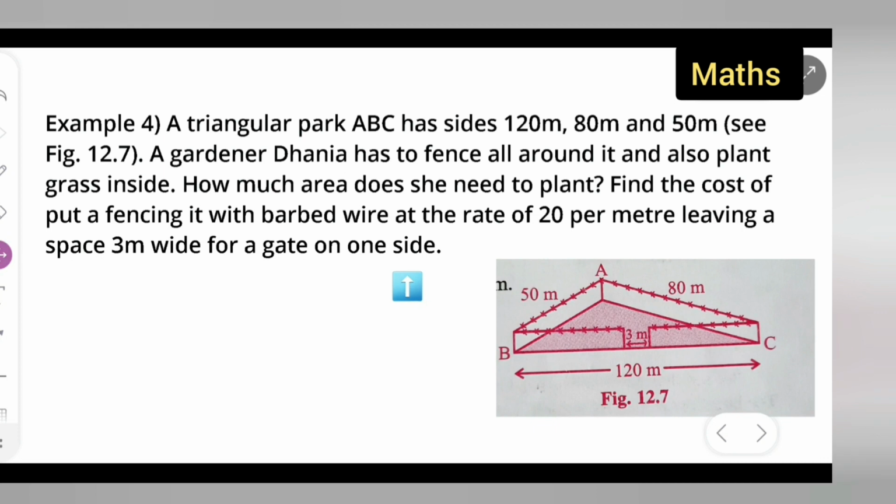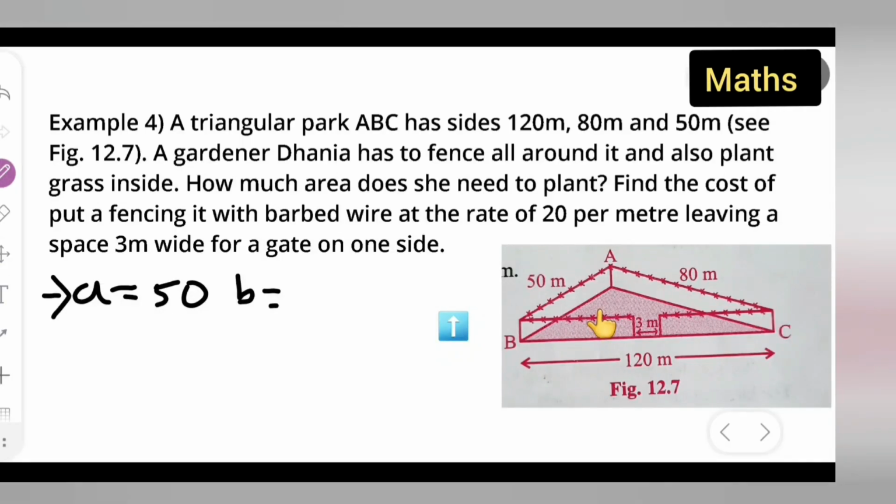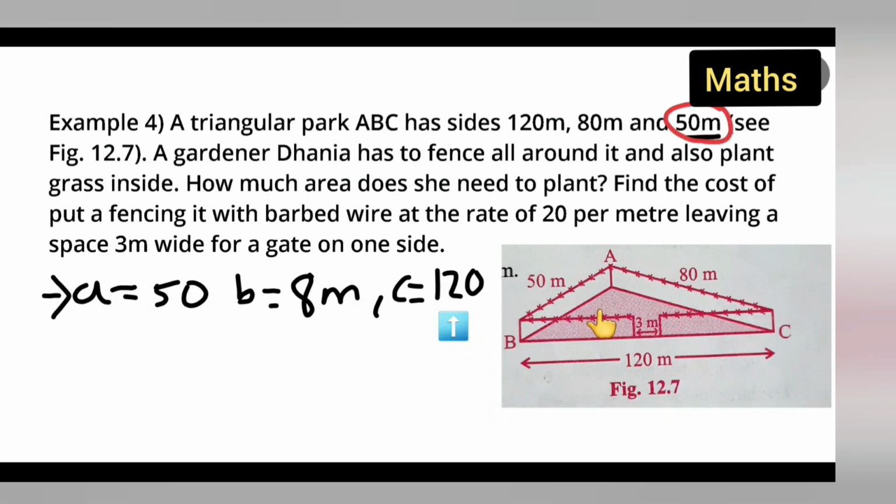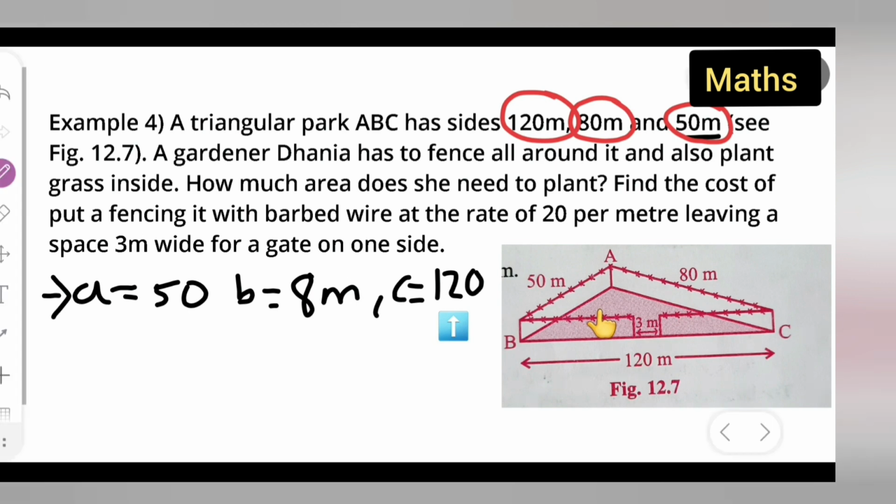So how you are going to solve this? First what you all want is A, B, C are given, right? So here can you all take your A as 50, B as 80 and your C as 120. Okay, here it is given. I'm taking A as 50, B as 80 and C as 120. So let me rub this part and let me solve this.